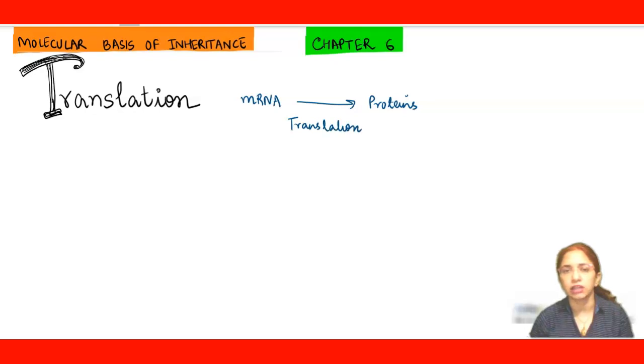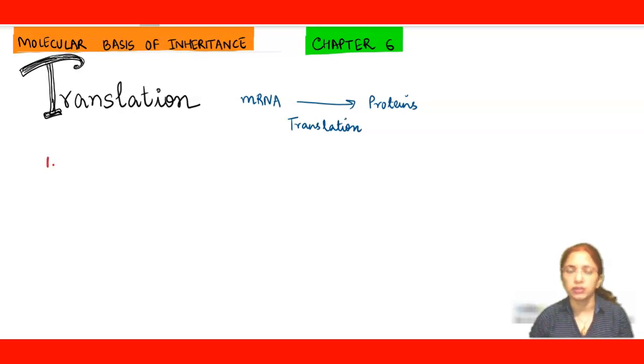In NCERT, it is very short. I would strictly recommend to follow the video because I will be telling you in the steps. So let's get started. Translation, as I said, will be happening in steps. Okay, so we will go with the steps one by one.